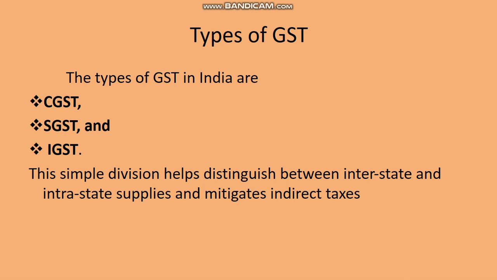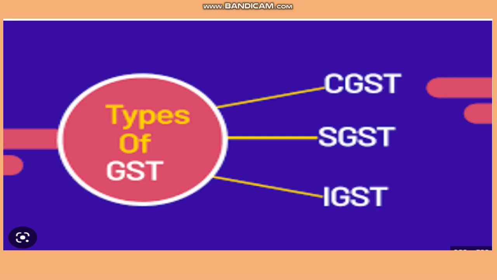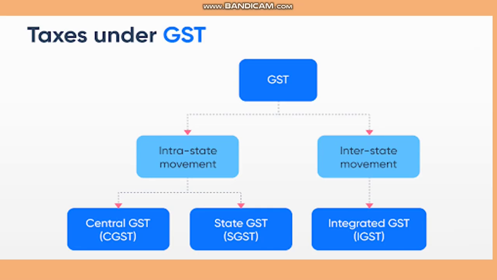This slide shows the types of GST. GST is classified as CGST, SGST, IGST in India. This simple division helps distinguish between interstate and intrastate supplies and mitigates indirect taxes. The total supply is classified as intrastate supply and interstate supply.